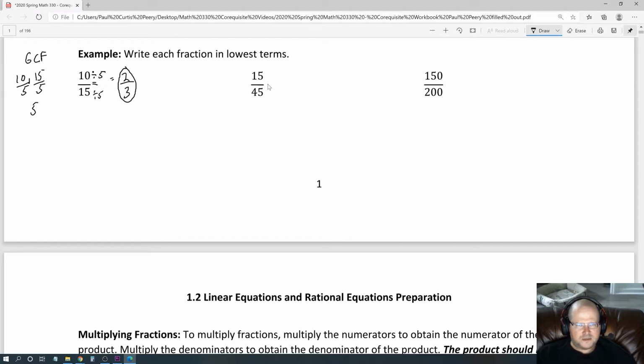Now, we could also do it on this one, the greatest common factor of a 15 and a 45 is a 15. So we could divide both of these by 15.